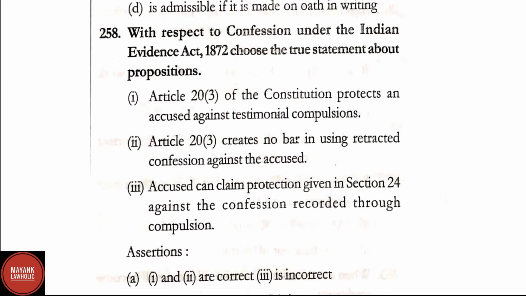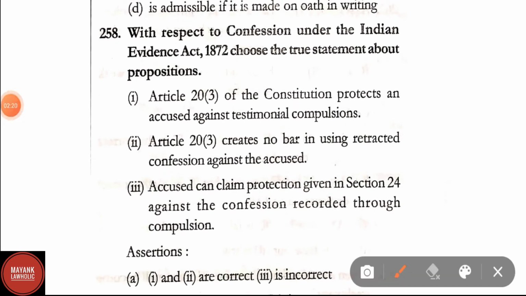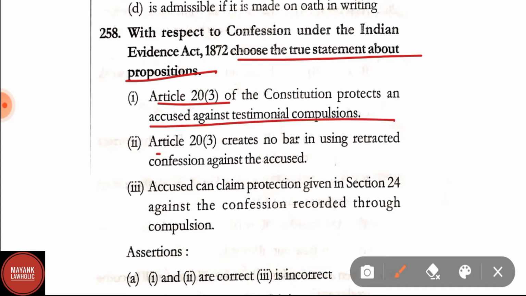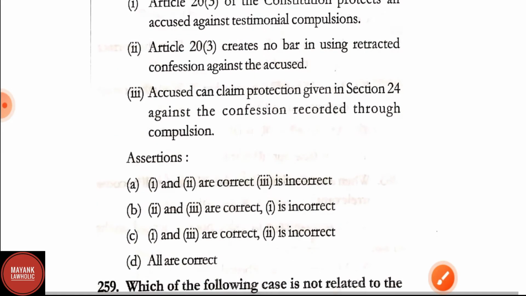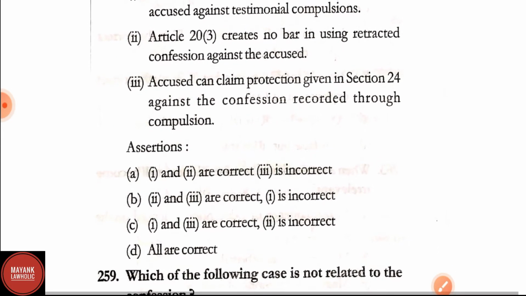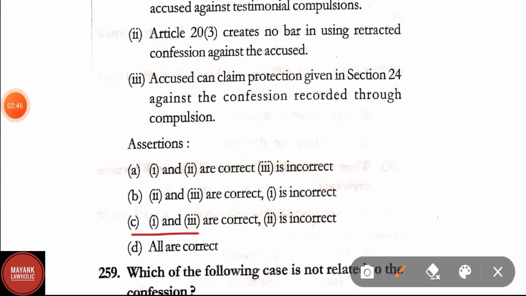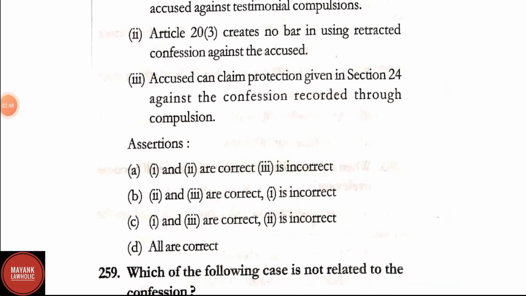Question number 258. With respect to the confession under Indian Evidence Act, choose the true statements about the propositions. Article 20 clause 3 of the Constitution protects an accused against testimonial compulsions. Article 20 clause 3 creates no bar in causing retracted confession against the accused. Third, accused can claim protection under section 24 against the confession recorded through compulsion. In question number 258, correct answer is option D, because all the statements provided are correct.